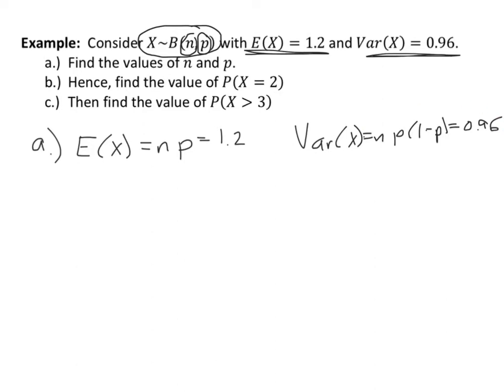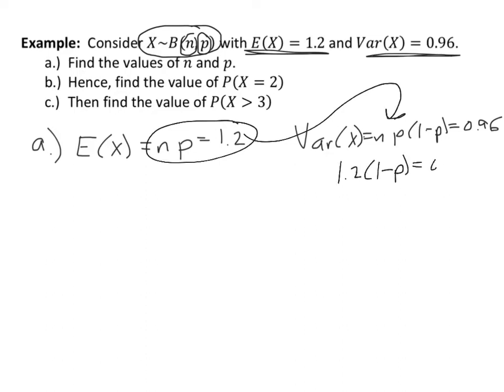So now I'm going to do this really sneaky thing. If np is 1.2, let's just put that right here where it says np. So I'm just going to take this 1.2 and put it right there. So 1.2 times 1 minus p is 0.96. We can use our calculator here to divide 0.96 by 1.2. And I'm finding that 1 minus p is 0.8, which means that p must be 0.2.